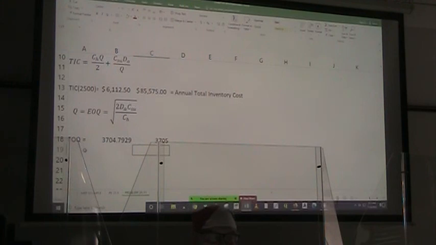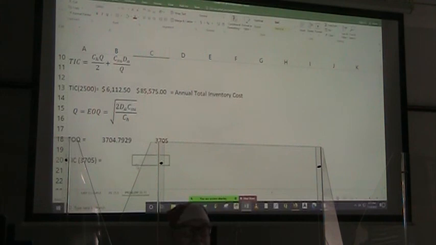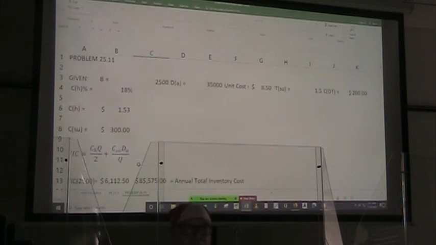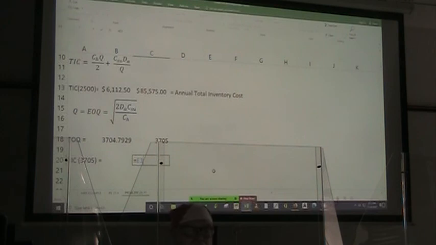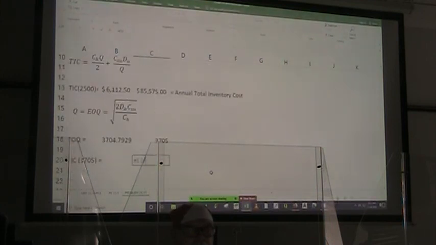All right, now we're going to say our total inventory cost at 3,705 equals our annual demand divided by our EOQ quantity times our total cost of inventory. And guess what? I didn't figure that out first. What an idiot. All right, so let's move that over here.